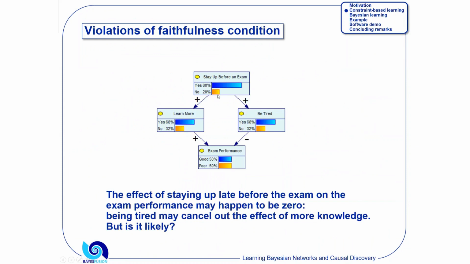The problem is the presence of multiple paths that cancel each other out. You stay up before an exam. On one hand, you will learn more, and you improve your performance in your exam tomorrow. But on the other hand, you are going to get more tired and you'll be making maybe silly errors that will decrease your performance. It may happen that the 2 paths cancel each other precisely. There is a theorem saying that this is very unlikely, Lebesgue measure 0, but still it is a problem. So the faithfulness condition is more problematic.